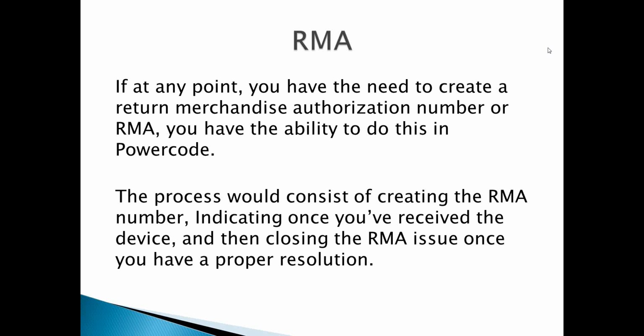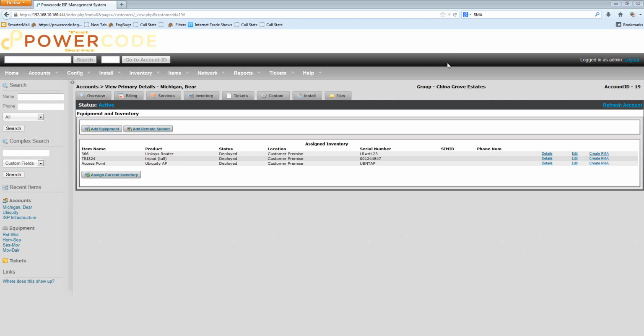So RMA, if at any point you have the need to create a return merchandise authorization number, or RMA, you have the ability to do this in Powercode. The process would consist of creating the RMA number, indicating once you've received the device, and then closing the RMA issue once you have a proper resolution. So let's create an RMA for that particular Ubiquiti AP.